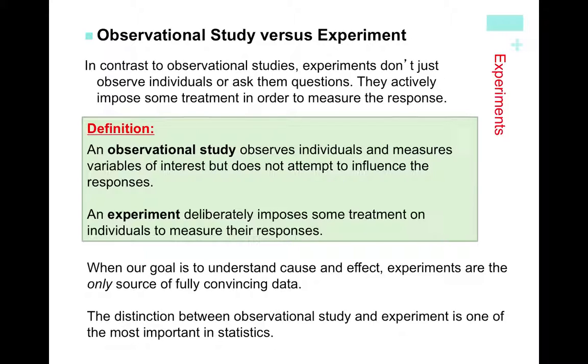So our goal, if you want to see cause and effect, is that an experiment is the way you have to do it. An experiment is the only source of fully convincing data if you want to understand a cause and effect relationship. For this reason, the distinction between observational study and experiment is one of the most important in statistics.